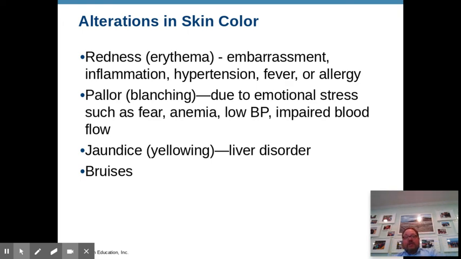Pallor or blanching of the skin can happen if a person is really scared. So you can imagine if someone's scared, your body's going to have this autonomic response that sends blood to like your muscles and your heart and lungs, stuff like that. So rather than sending the blood to your skin, it's sent to these critical organs that help keep you alive, so your skin turns pale.